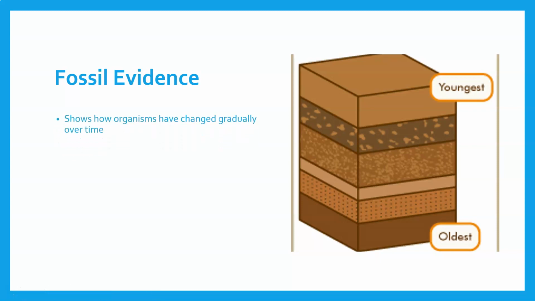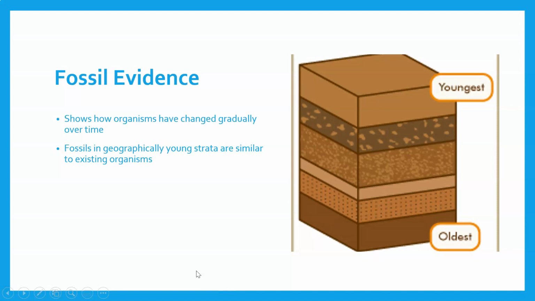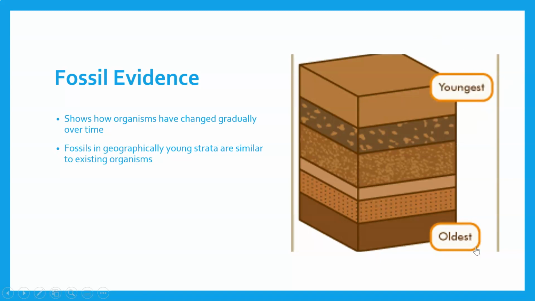When we're looking at fossil evidence, fossils show how over time organisms have changed. Now this can be a gradual process, or it can be over a very quick period. Fossils in geologically young strata are similar to more existing organisms. So any fossils found towards the top of the strata, up there where it says youngest, are going to be similar to species that exist today. Fossils found down in the deeper strata are going to be quite different because that is a much older period of time.